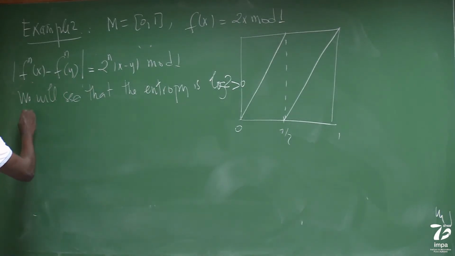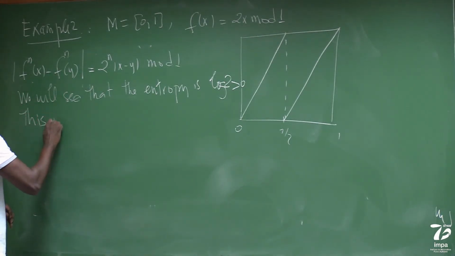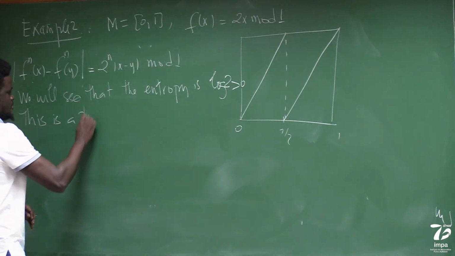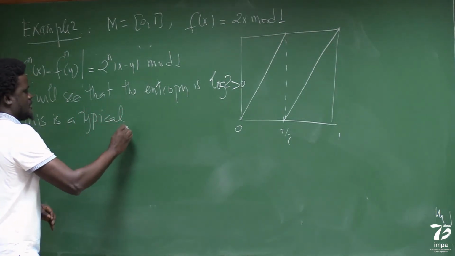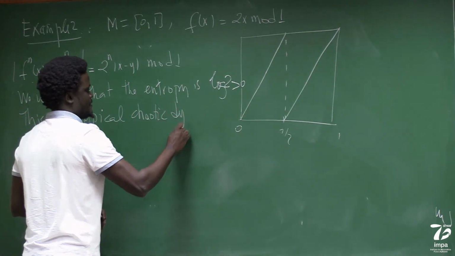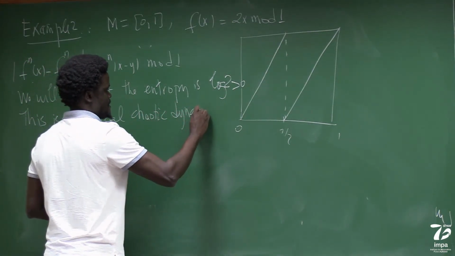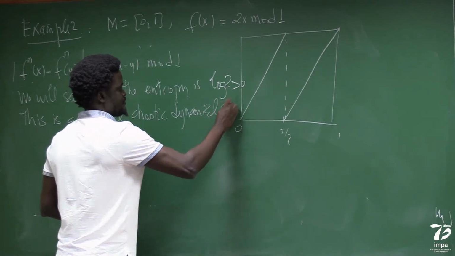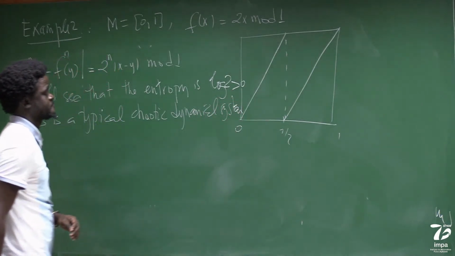And this is a typical chaotic dynamical system.